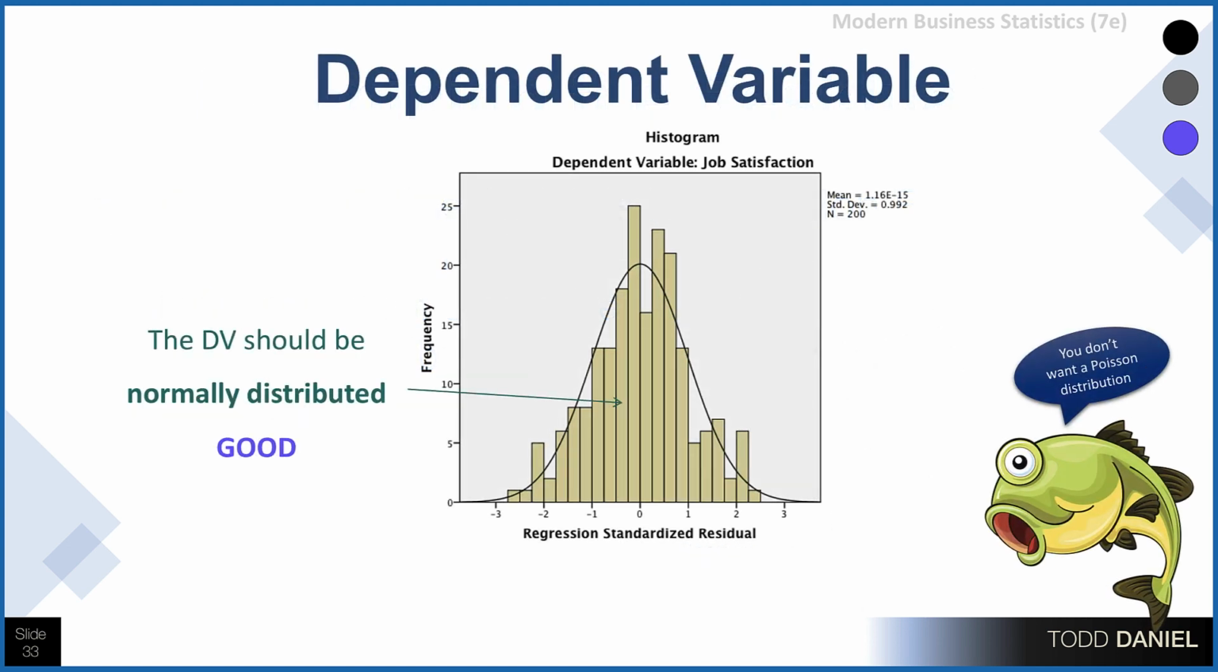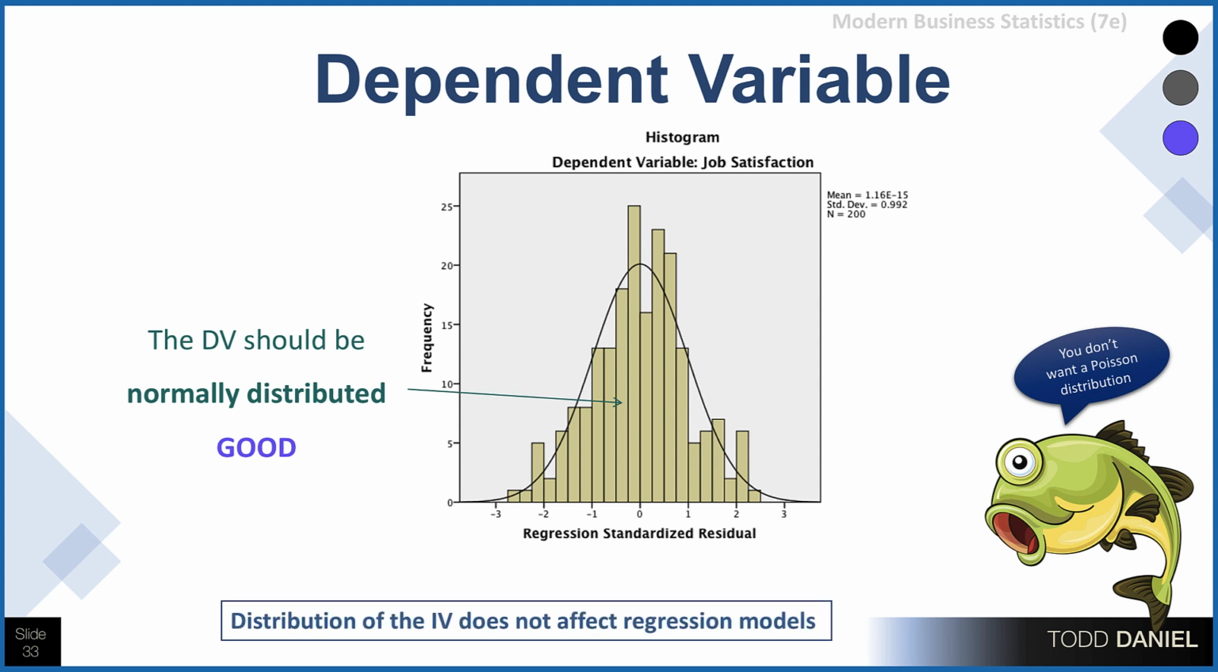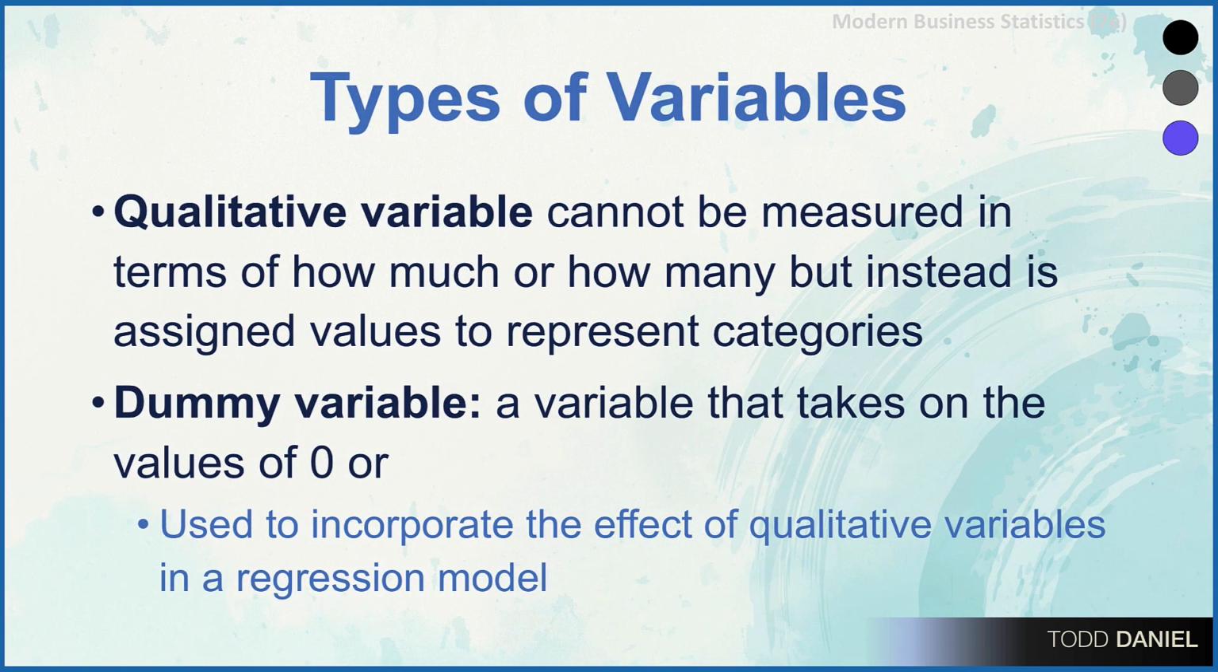We should also examine our dependent variable to make sure that it is normally distributed. And in this case, we see that the histogram of the dependent variable roughly follows that normal curve, so that is good. The distribution of the independent variables, however, doesn't affect the regression model. It's really only the dependent variable that we want to check on as we look at this assumption of normality.